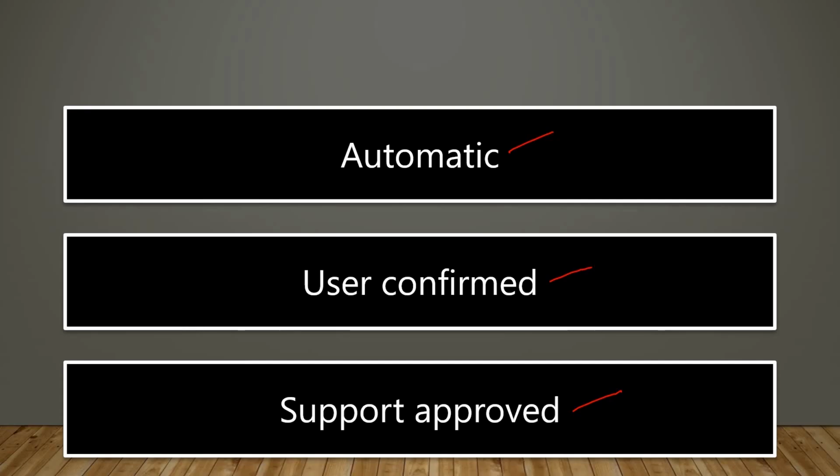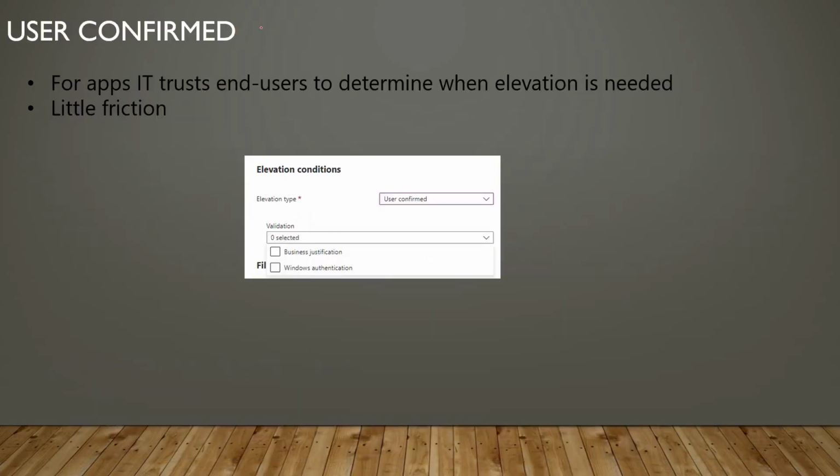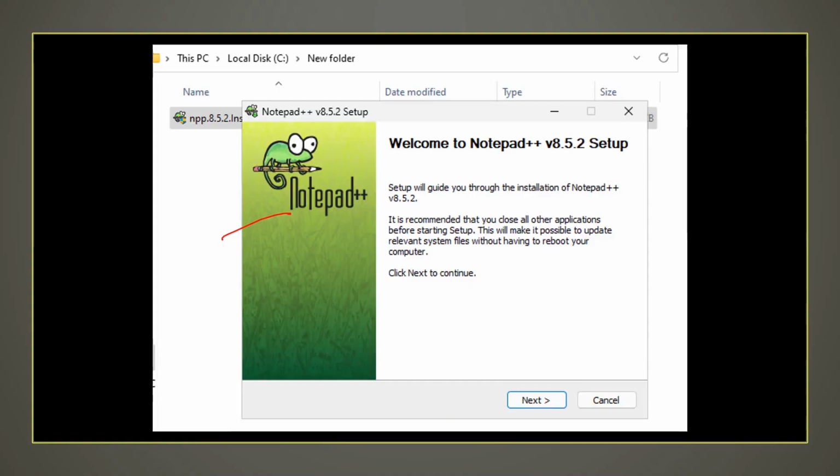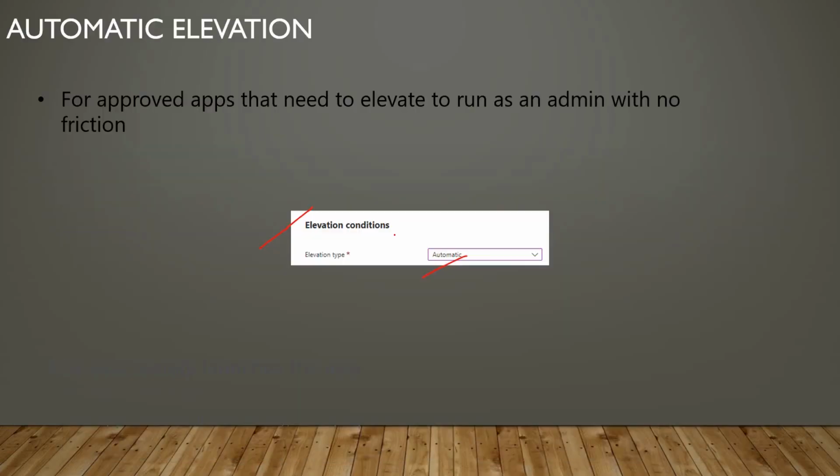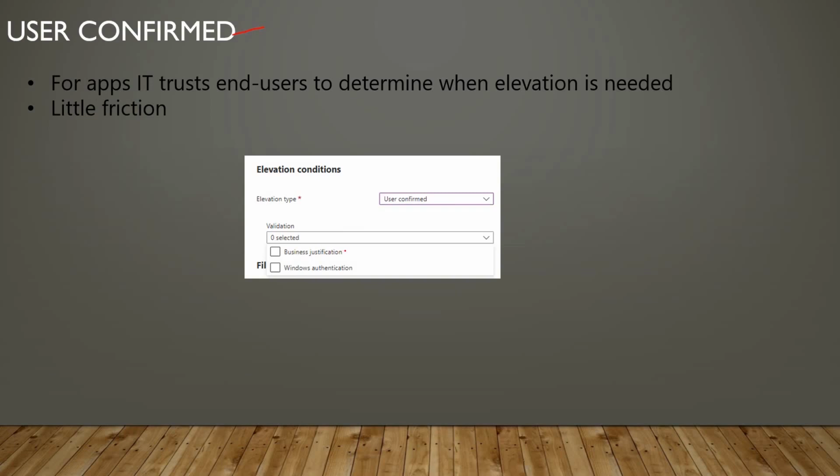Okay, pretty straightforward. Now in the second one, we have user confirmed, wherein the user has to confirm his activity that he wants to elevate. And this is exactly what you see when there is a user confirmed activity, that user is confirming by entering a business justification, right? And how do you set it up? You set it up in the policy itself. So when you are making the EPM policy, over there you have an option of either selecting business justification or Windows authentication or what have you. And the elevation type, we have selected user confirmed.